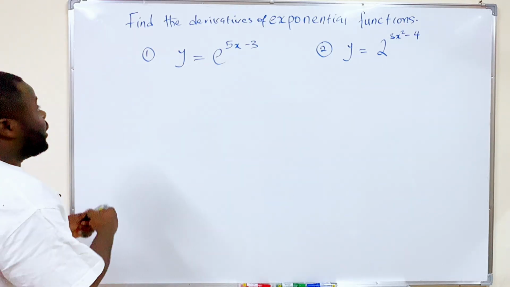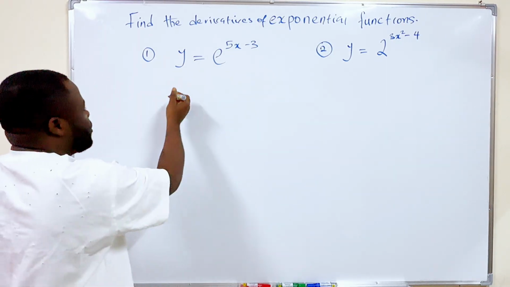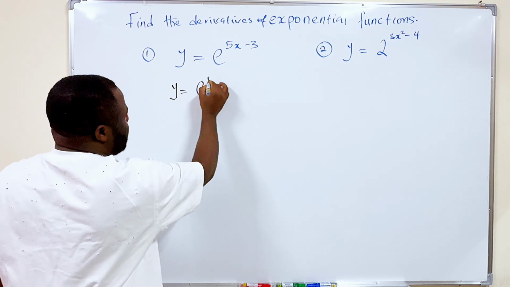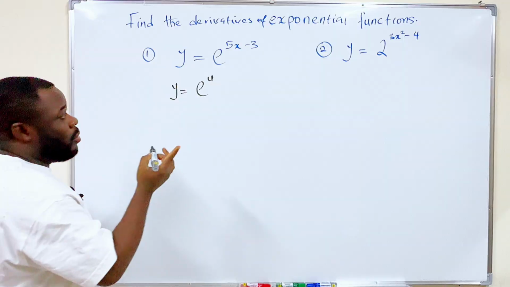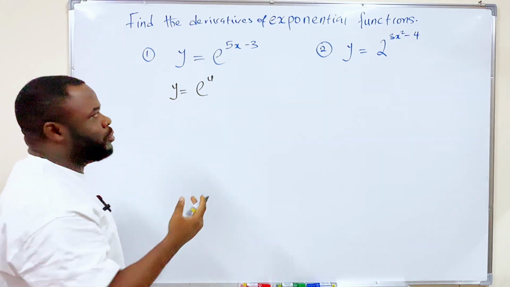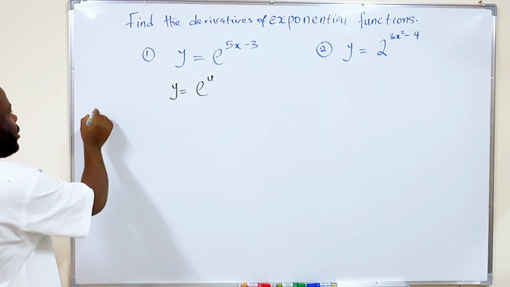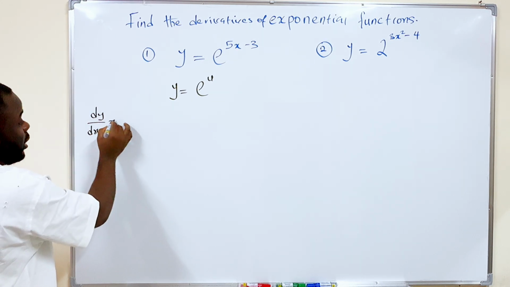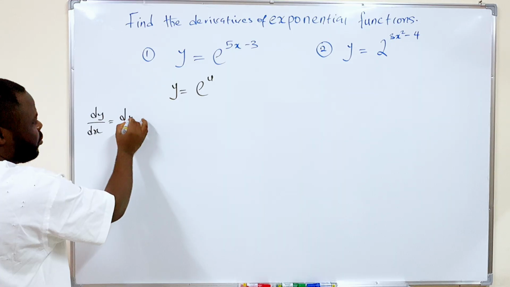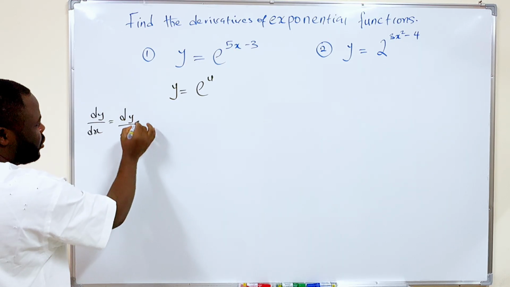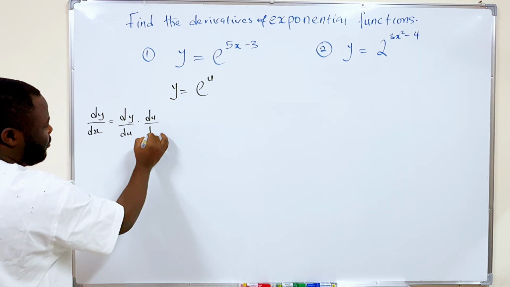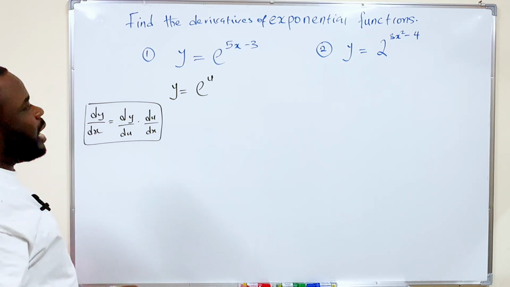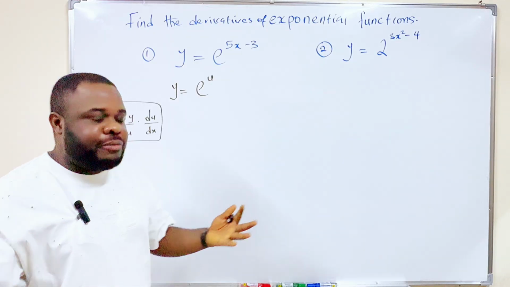So the first thing we need to do is, we say y equals e power u. Okay? Why do we do this? Because of chain rule. So let me just write the rule here. Chain rule says that dy over dx equals dy over du multiplied by du over dx. Okay? So this is the chain rule here. And we are using that because we have two or more functions.